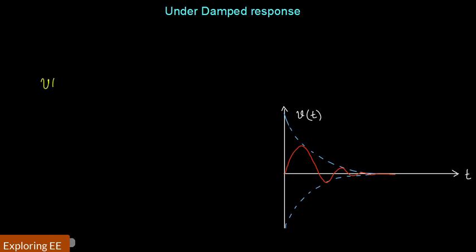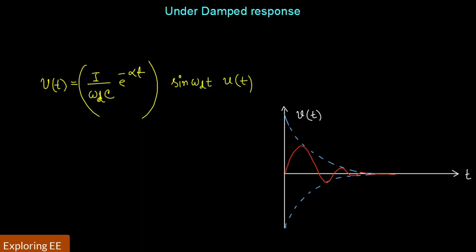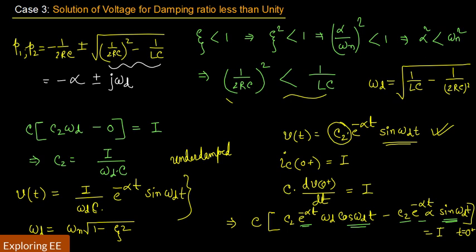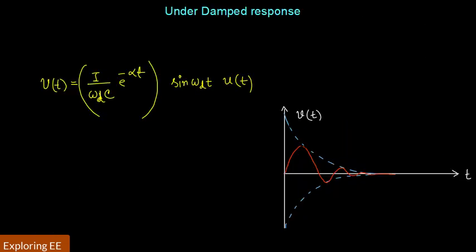So the expression of voltage for underdamped oscillation is given by I by omega d times of C e to the power minus alpha t. This is the exponentially decaying amplitude multiplied by sine of omega dt multiplied by u of t. Here also we need to multiply the entire expression with u of t, because all these expressions are valid only for t higher than 0. So the oscillation gradually decays to 0 at steady state.